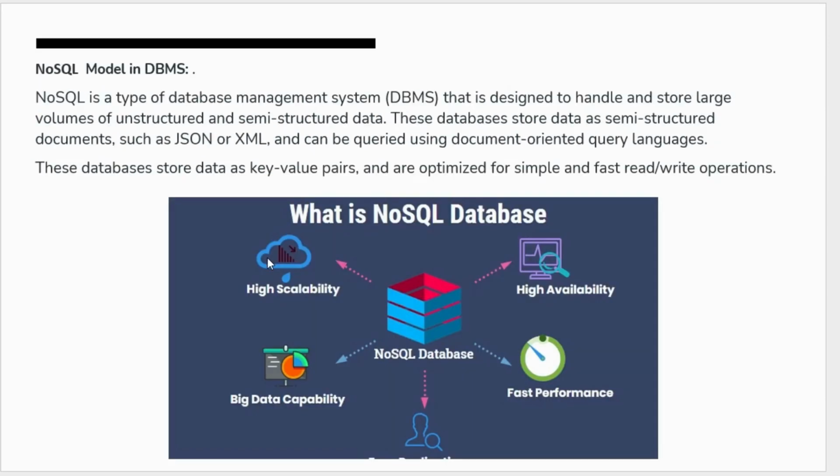The next type is the NoSQL model in DBMS. NoSQL we can also define as non-SQL, nowadays not only SQL. It is a type of database management system that is designed to handle and store large volumes of unstructured data or semi-structured data. These databases store data as semi-structured documents such as JSON or XML and can be queried using document-oriented query languages. These databases store data as key value pairs and are optimized for simple and fast read or write operations.